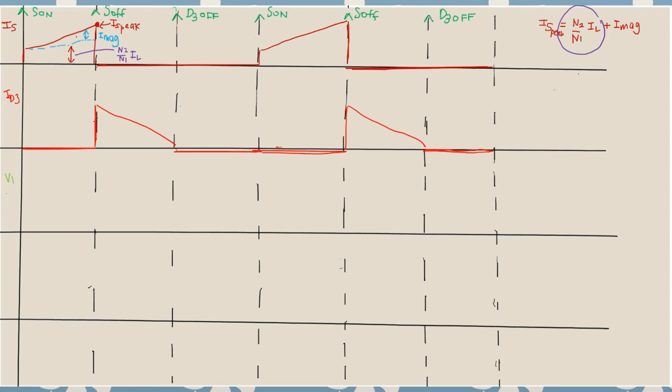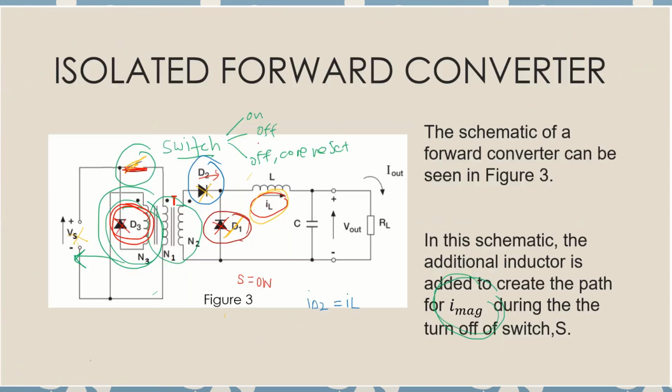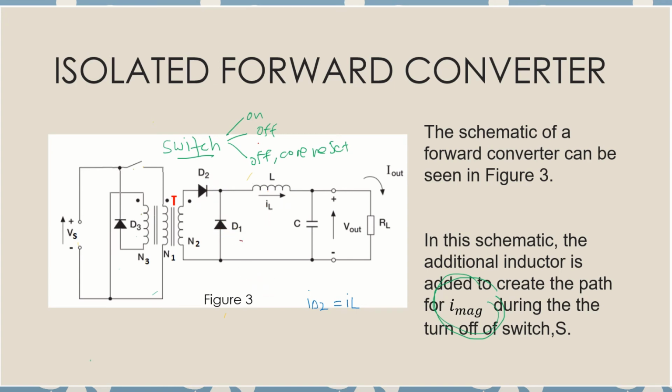V1, because V1 is bifilar to V3, so we say that V1 and V3 are the same. Remember? Because they are wound together. So let's clear all this mess so that you can see better. If you see here, this is V1 and this is V3 because they are wound really close together. They are called bifilar. So that's why we say that V1 is equal to V3.